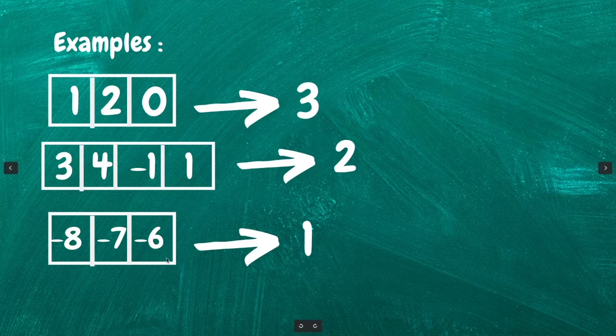For this array, all the elements are negative. So what's the least positive integer? It's 1. So our output is 1.